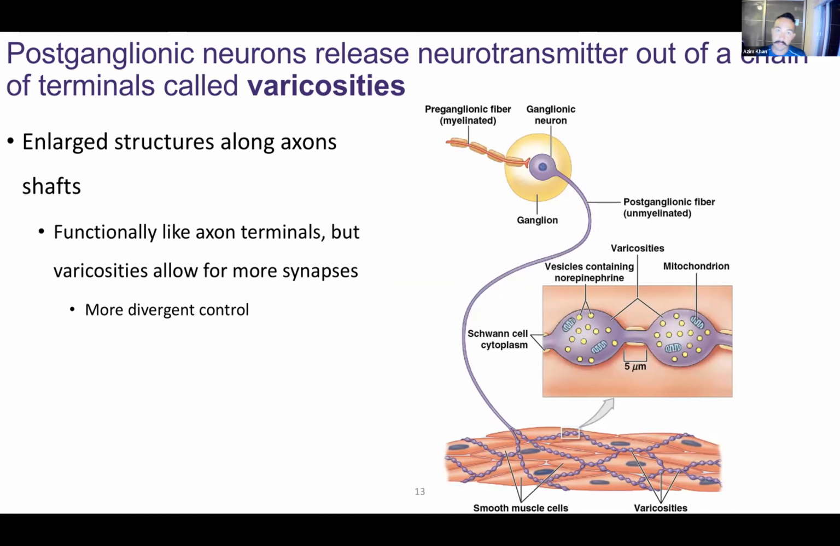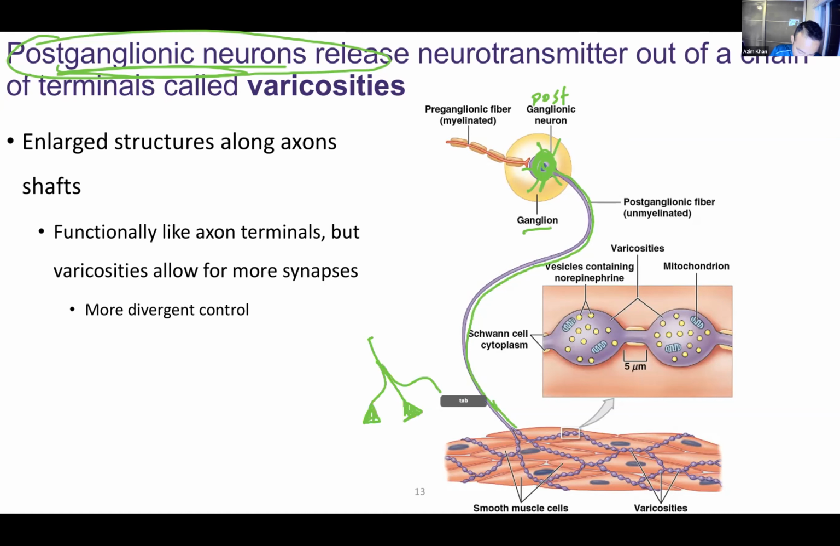Another big difference about these autonomic neurons is that for the postganglionic neuron, which is right here, here's the neuron cell body in a ganglion, its dendrites, axon. Now, rather than just having a single axon terminal, rather than it just ending like this, or even if it branches, still you have actual endings. It's not that. These are axon terminals.